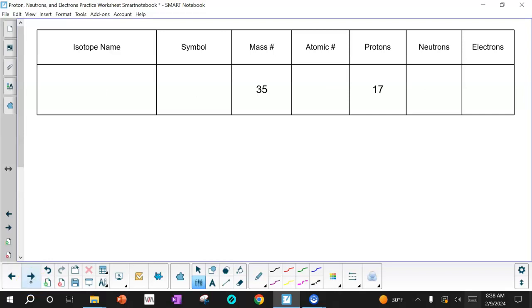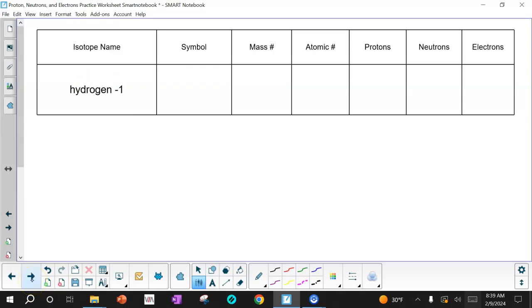Okay, on this one, atomic number is 17. What number plus 17 is 35? 18. Should be 17 electrons. I look at my table. Chlorine, 35 is the mass, 17 is the atomic number. Chlorine-35.